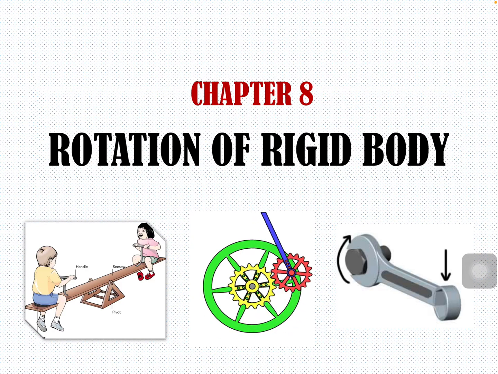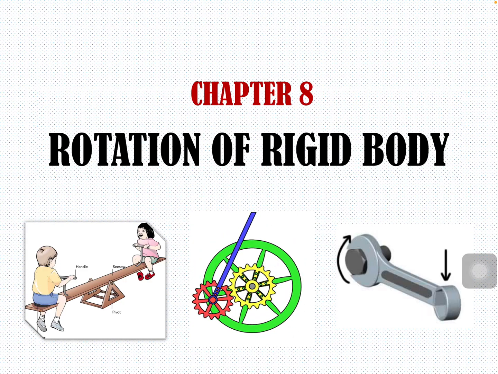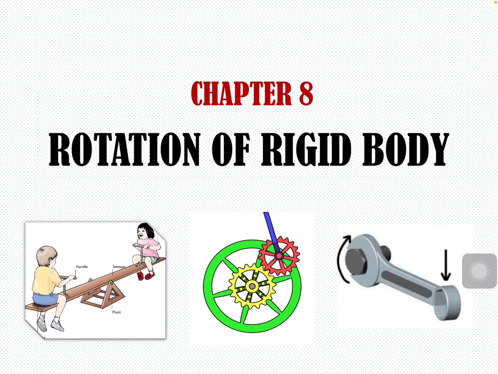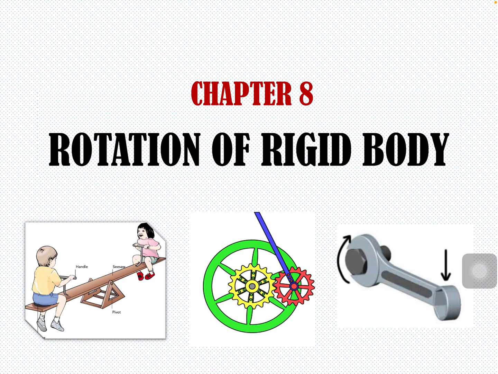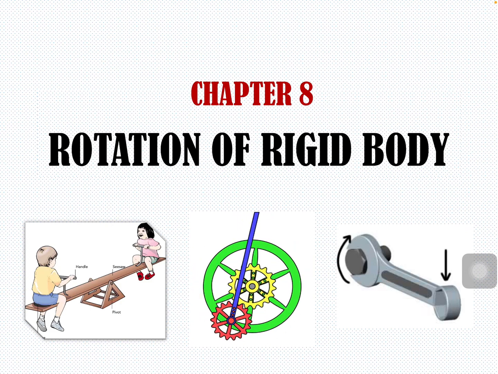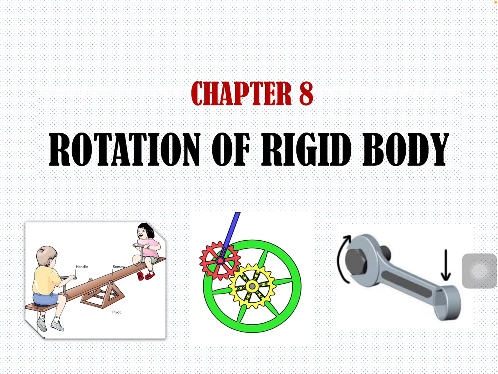So in this video, we'll talk about chapter 8, rotation of rigid body. In chapter 6, we talked about circular motion. Circular motion adalah pergerakan dalam bulatan. Now rotation of rigid body basically is awak berputar. It doesn't really matter whether it's dalam bulatan ke, linear motion or whatever. As long as you berputar, you undergo rotation.